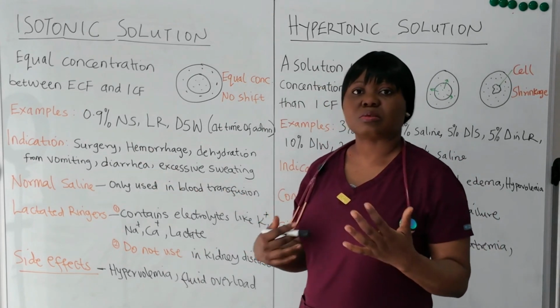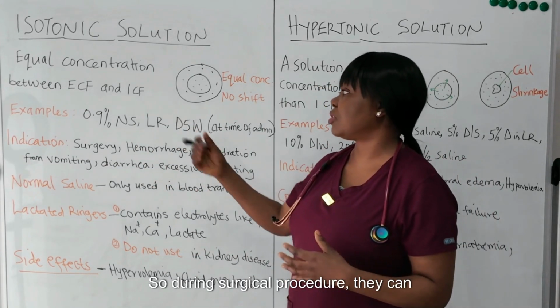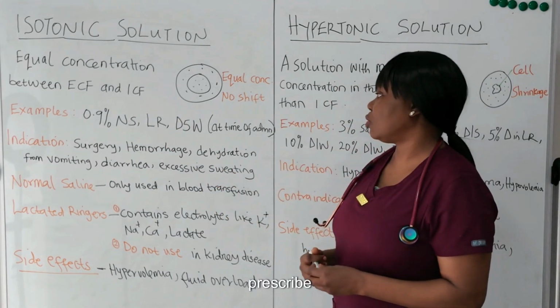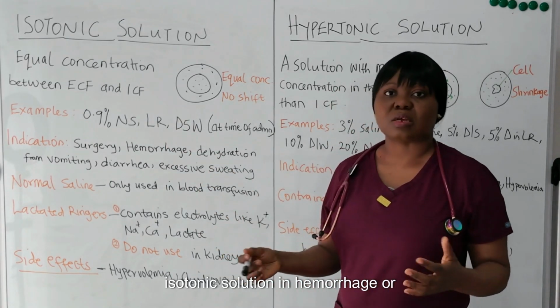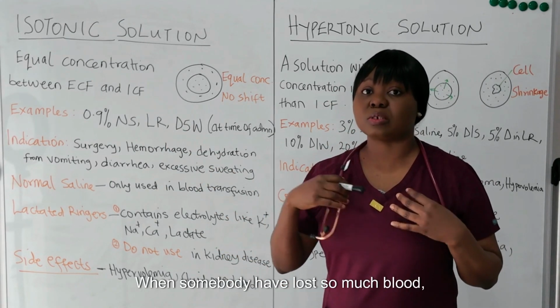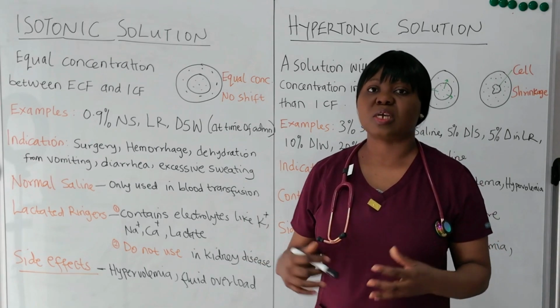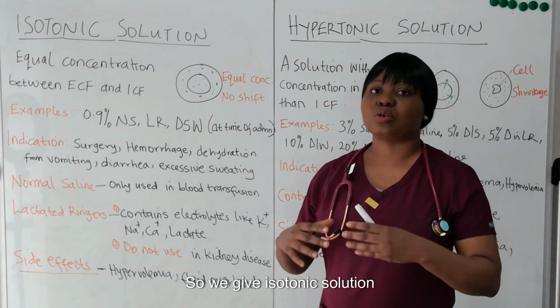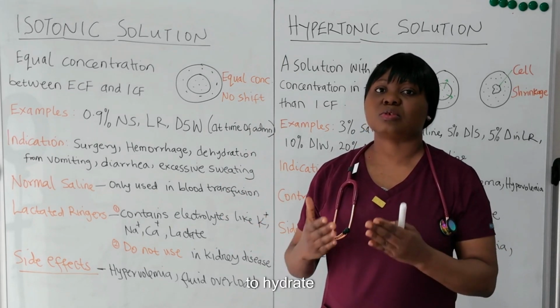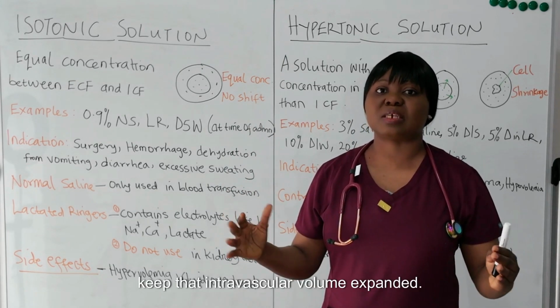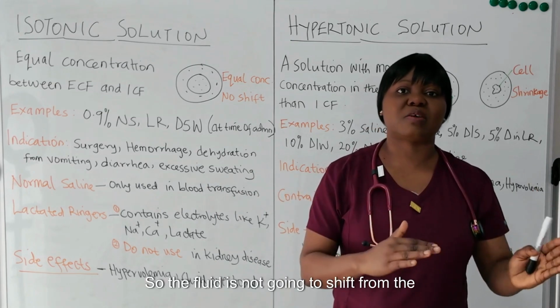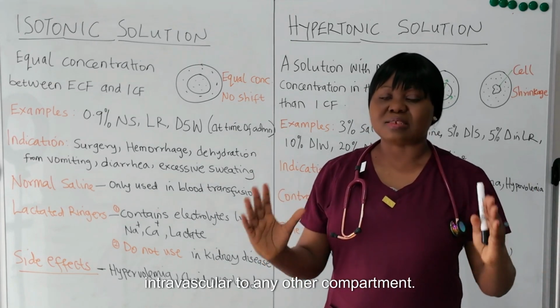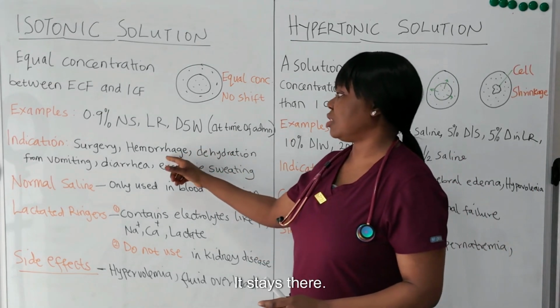One is surgery. So during a surgical procedure, they can prescribe isotonic solution. In hemorrhage or bleeding, when somebody has lost so much blood, there's a decrease in intravascular volume. So we give isotonic solution to hydrate and keep that intravascular volume expanded. So the fluid is not going to shift from the intravascular to any other compartment. It stays there. So that's one good indication.